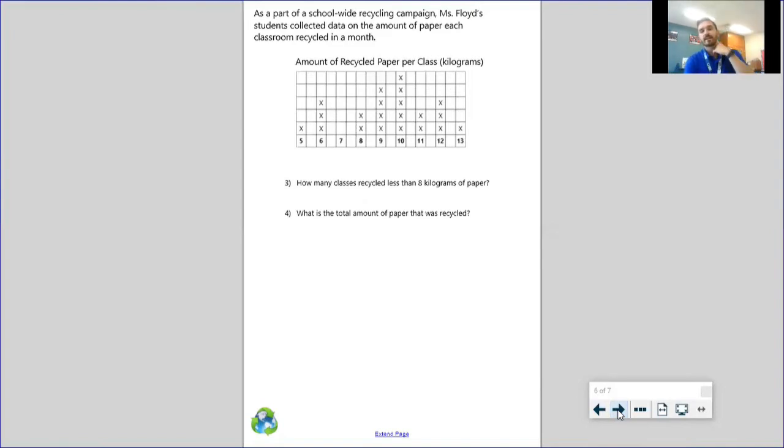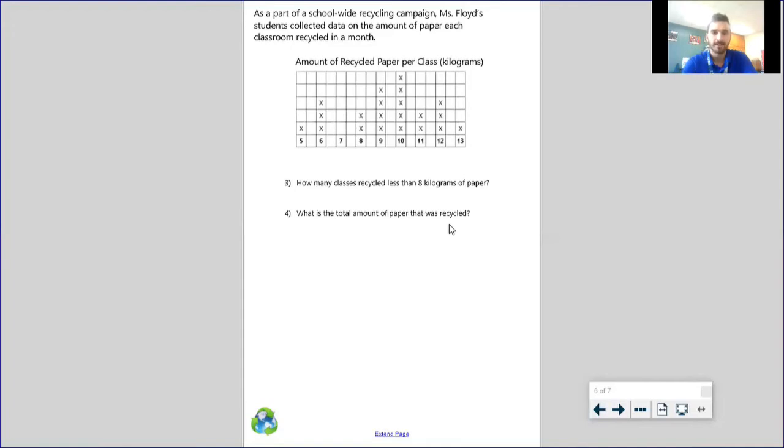Number 3 says how many classes recycled less than 8 kilograms of paper? Again, here is where 8 kilograms is. If I'm talking less, I got to look at 7, 6, and 5. 8 is not less. 8 is 8. So if I'm looking at 7, no classes there. 6 had 1, 2, 3, plus 1 more with 5. That should have been 4 classes that had less than 8 kilograms.